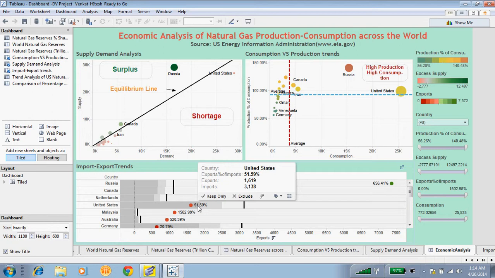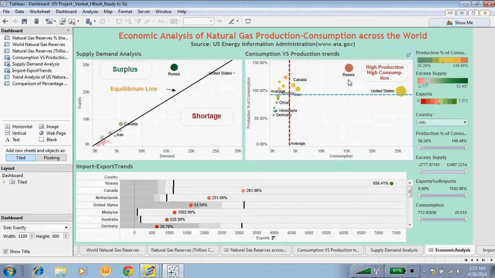And coming to the consumption versus production trends, we have taken consumption on the x-axis and the production percentage of consumption on the y-axis. So we have used the average lines over here. Any country lying on the top of the average is consuming more and also producing more. With the far right side, we can say that it has more production and more consumption. And Russia is on the more production but lesser consumption side.